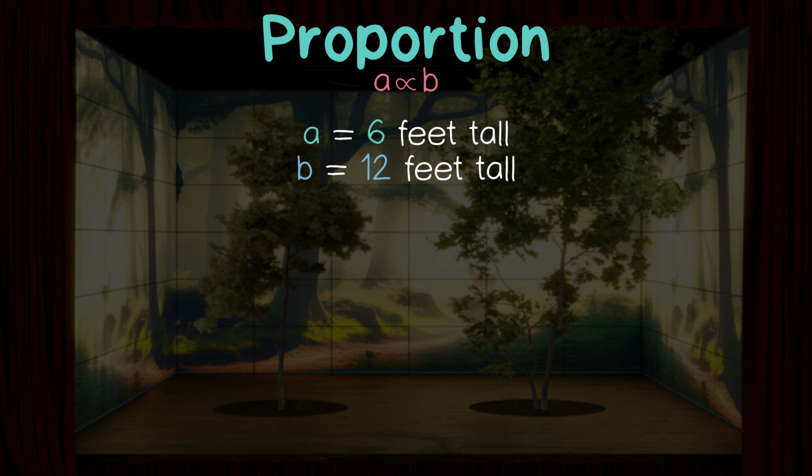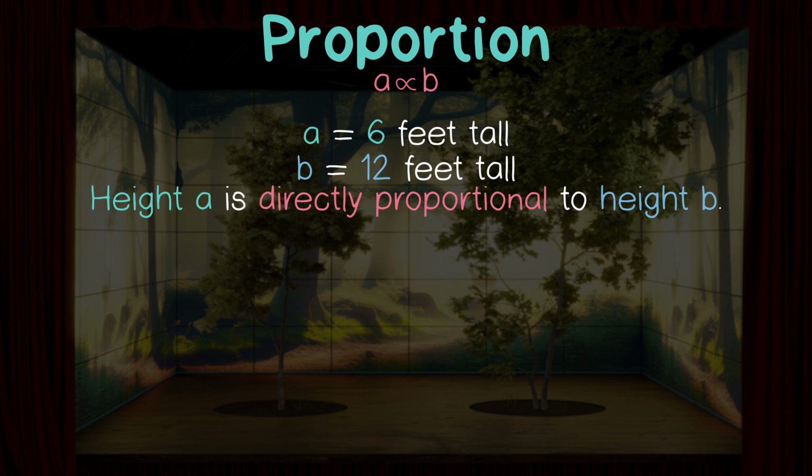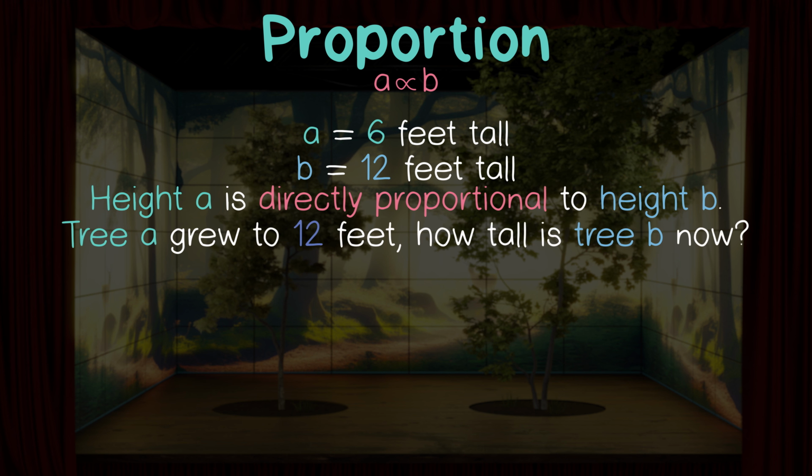Our first tree started with a height of 6 feet, and our second tree started with a height of 12 feet. When they finish growing, tree A now has a height of 12 feet. Because A is directly proportional to B, we can now find out the missing new height of tree B. And we do this by using this formula and by inputting the values we already know for heights A and B, so the starting heights before they grew.